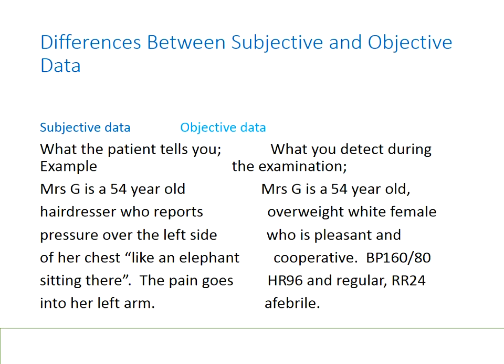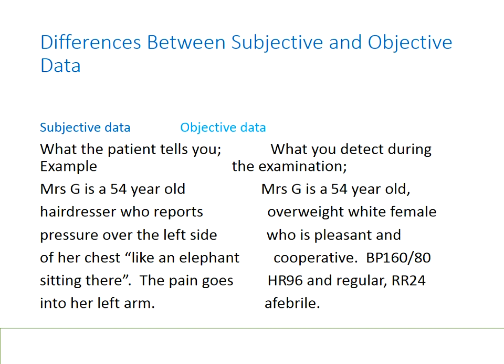So here we have some lists of subjective and objective data. Subjective data being what the patient tells you, like a symptom or history. So Mrs. G might tell you she's 54. She's a hairdresser who reports pressure over the left side of her chest, like an elephant sitting there, and the pain going right down her left arm.